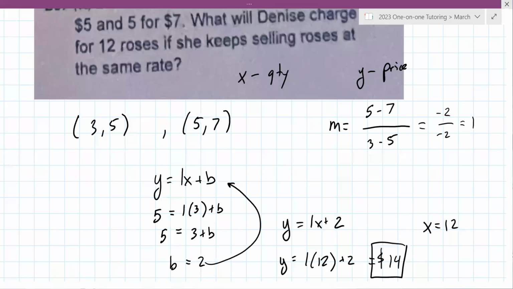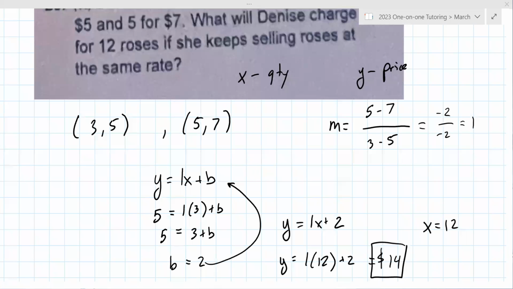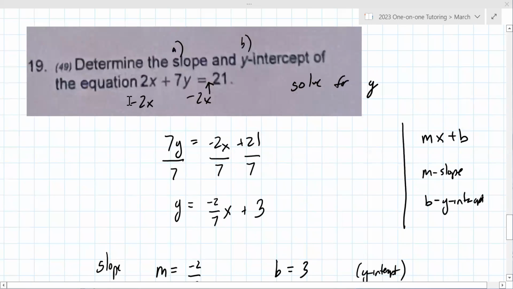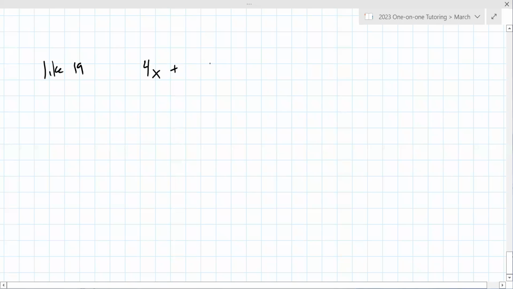Any follow-up to that? Any other thoughts before we move on to something else? Do you think we could do one other one like 19? Yeah. Absolutely. All right, give me just a moment to think of some numbers that work out here. Let's go 4x plus 9y equals 18. So go ahead and solve for y for me, please.